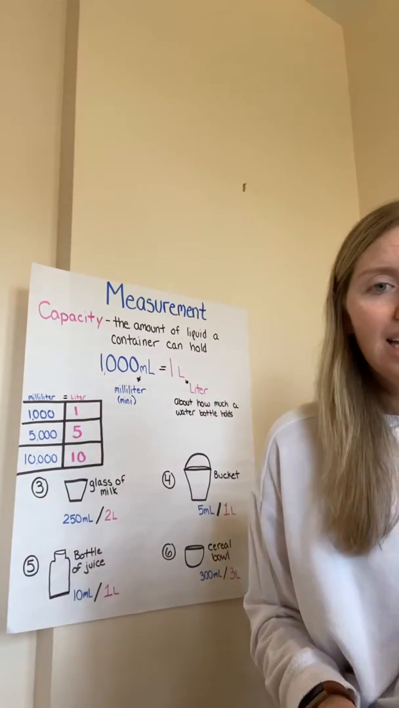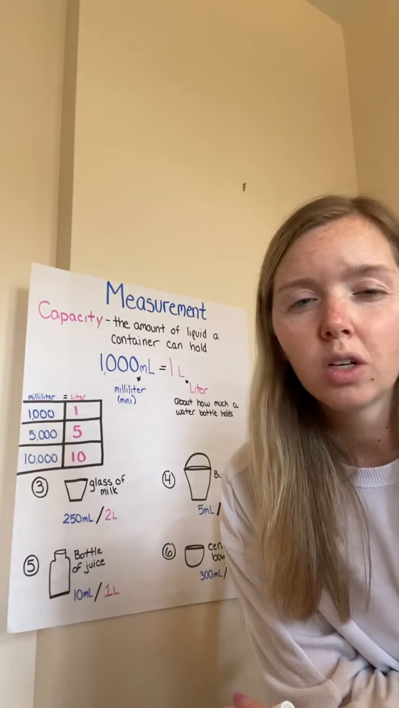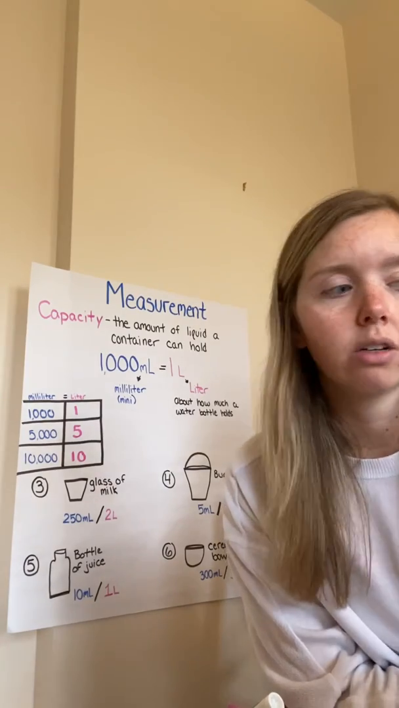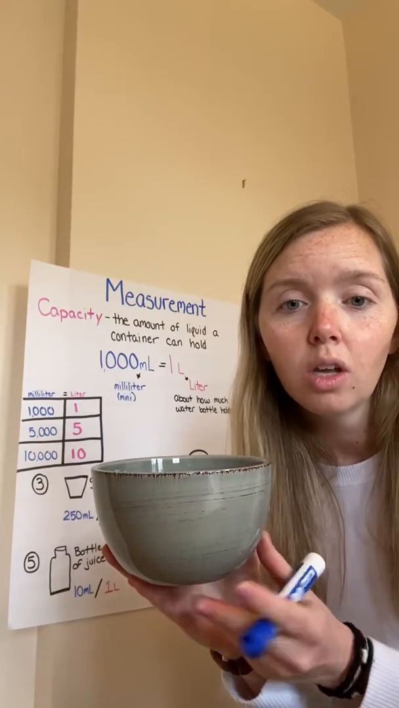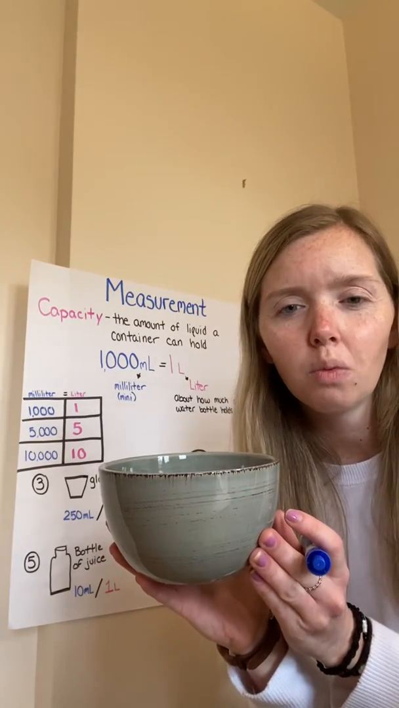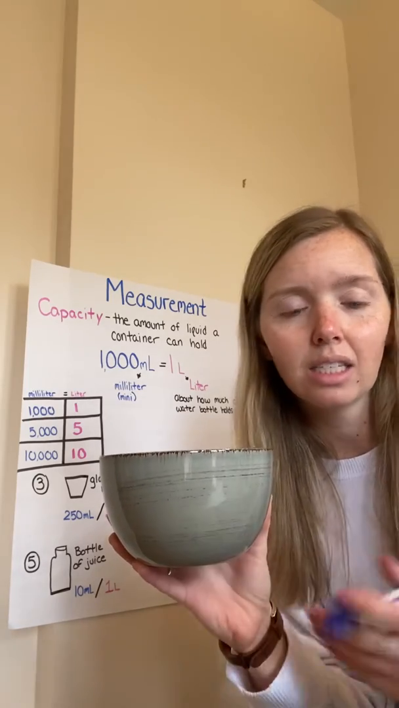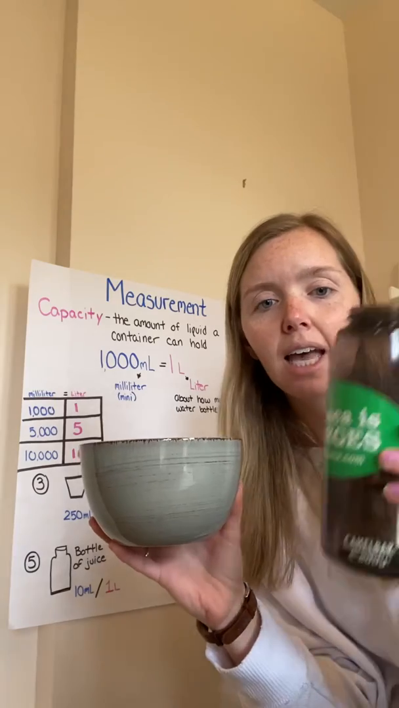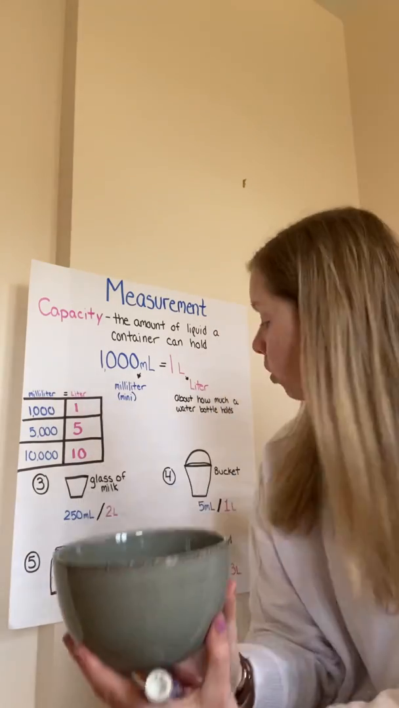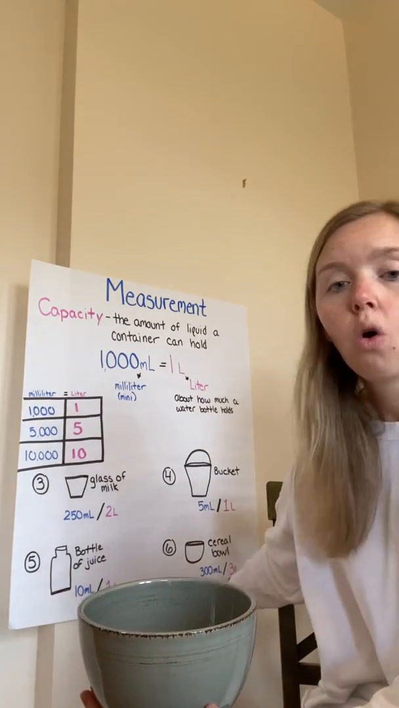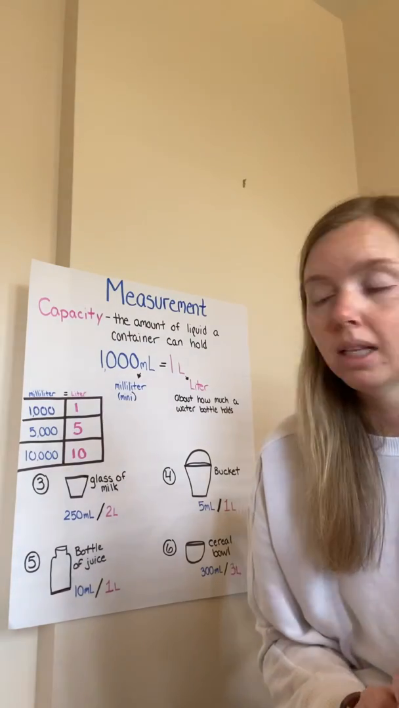And finally, it asks about a cereal bowl. Do I think it's going to hold 300 milliliters or 3 liters? Well, here's the cereal bowls that we have at my house. So is this going to hold more than 1 liter or less than 1 liter? I would say definitely less than 1 liter, again, when I compare it to my water bottle. So is it more likely to hold 300 milliliters or 3 liters? I'm going to say 300 milliliters.